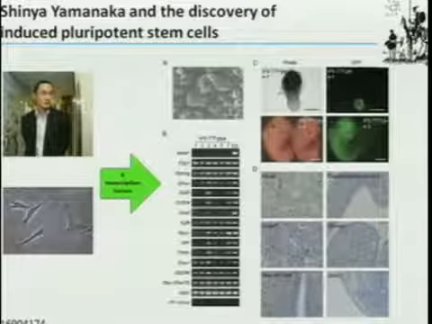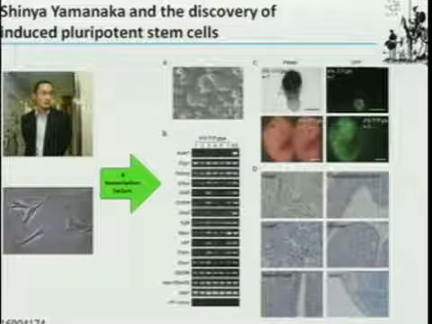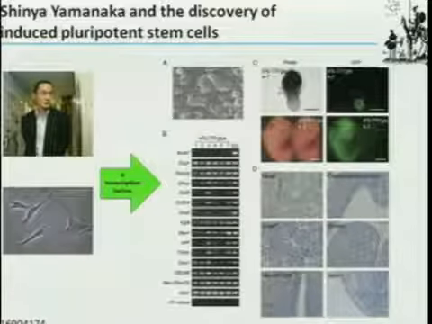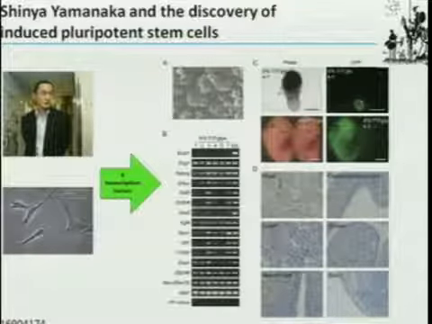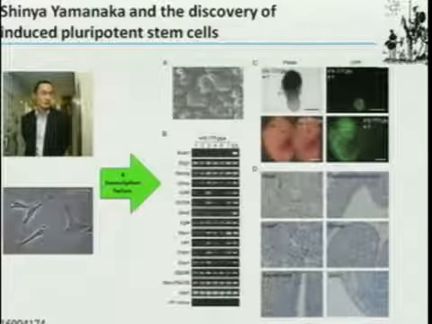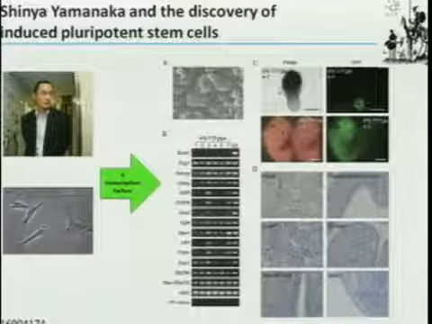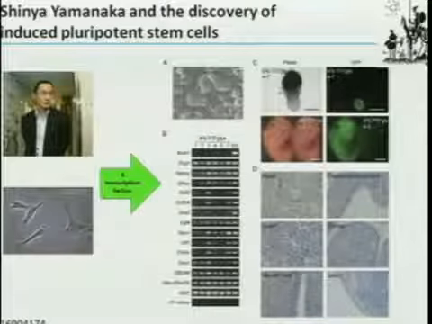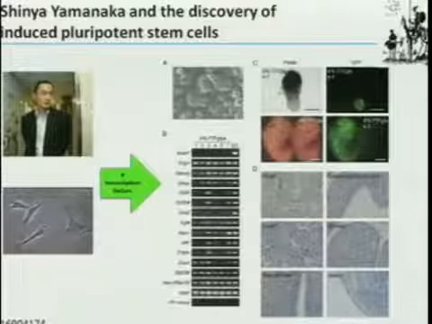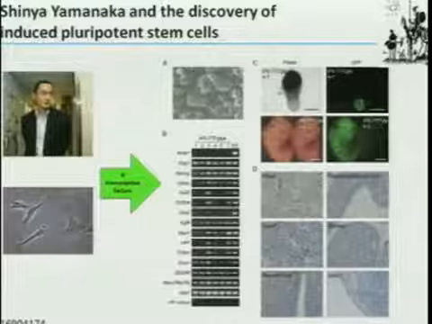rubles. Shinya Yamanaka showed that you can take a differentiated human cell, specifically a fibroblast, a mature cell with a specific phenotype expressing its very specific genes, and convert it into a stem cell. What is a stem cell? A stem cell has three properties that make it markedly different from a fibroblast. First of all, it is immortal. It can divide forever.